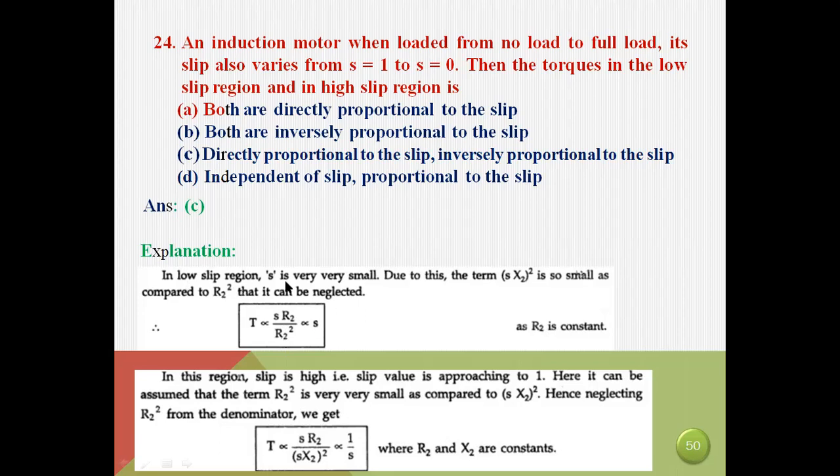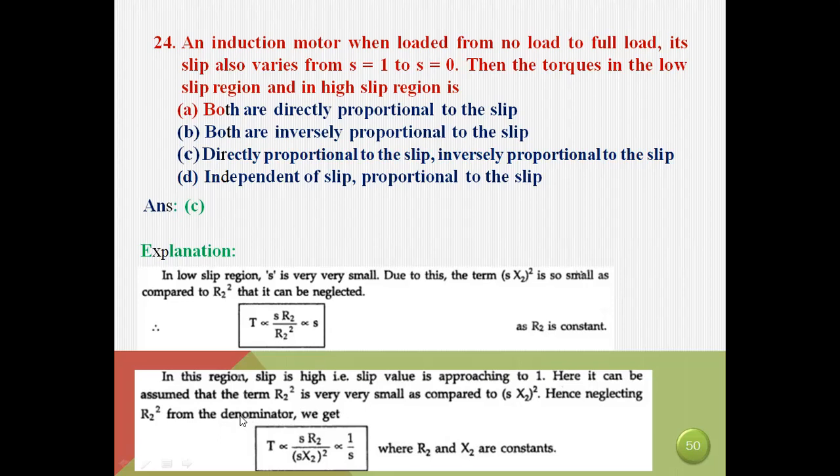So we can say in the low slip region, S is very small, and due to this we can neglect S into X2 square, which comes in here. So we are taking that as small and we are neglecting it. So you will get torque proportional to S.